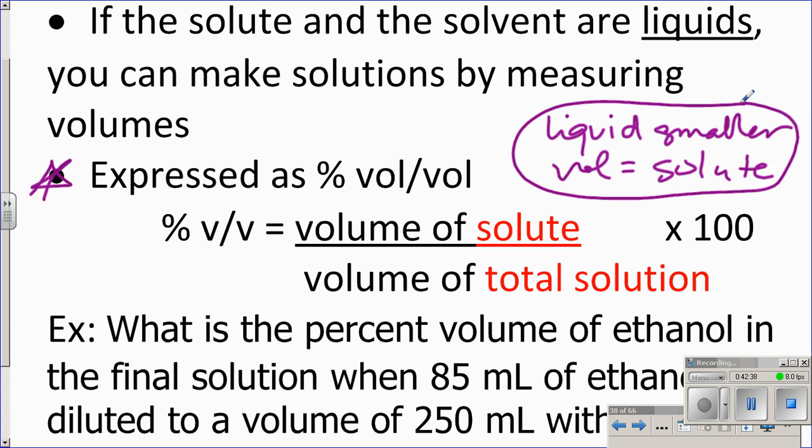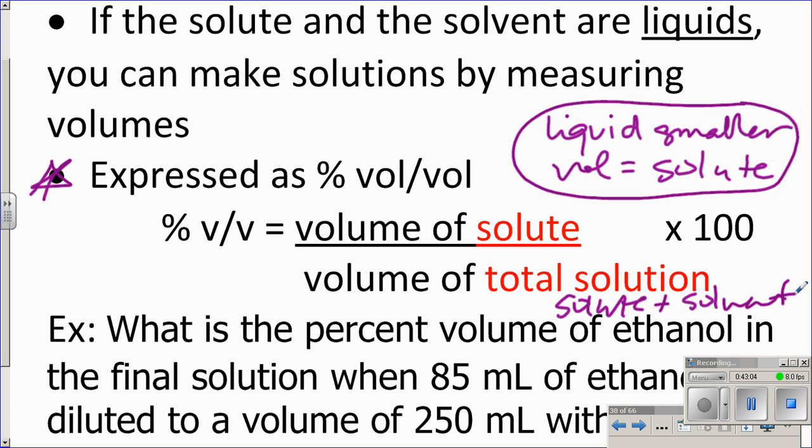What do you notice is in the denominator here? Solution, right? Well, what's the solution made up of? Solute and solvent. The biggest mistake people make is they go, oh, this is easy, just percents, right? Multiply by 100 at the end. You just take your solute over your solvent, multiply by 100. That's the most common mistake. What do you hear me say?